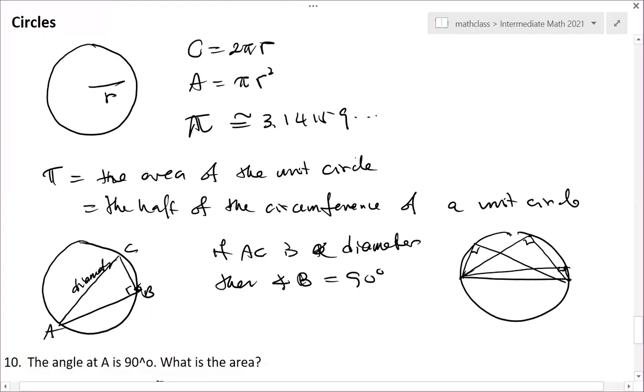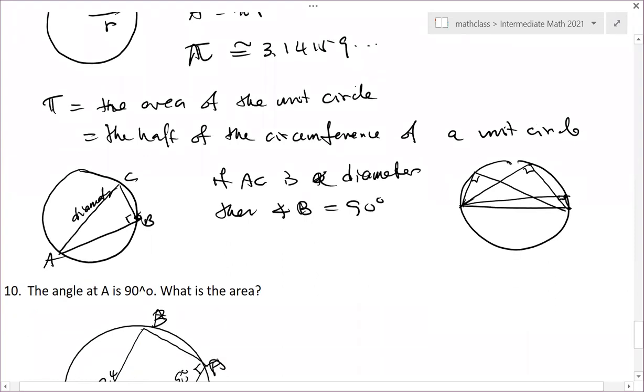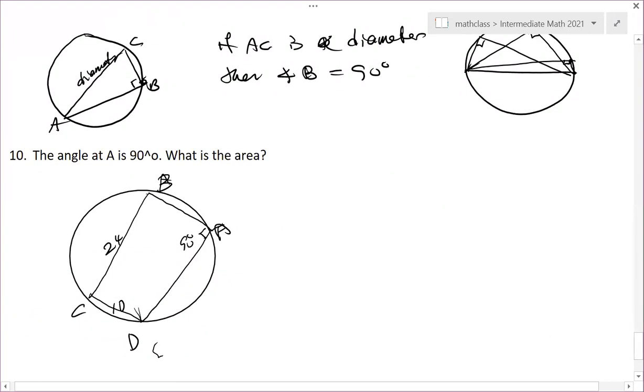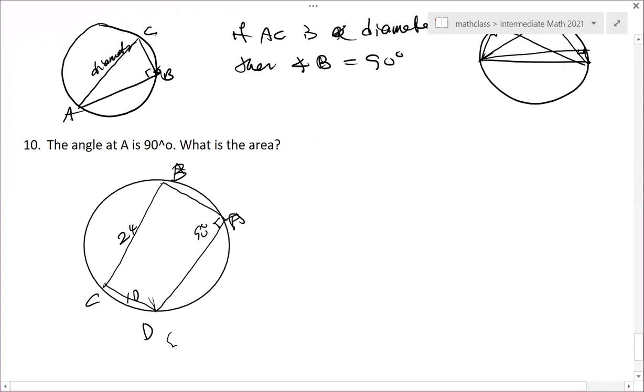All right, so now let's take a look at the following problem. You are given a picture, and there are 4 points on the circle. You choose A, B, C, D, and you draw the lines, and you discover that the angle at the point A is 90 degrees. And I also know the other sides, 10 and 24. So what is the area of the circle? Yeah, what is the area of the circle?